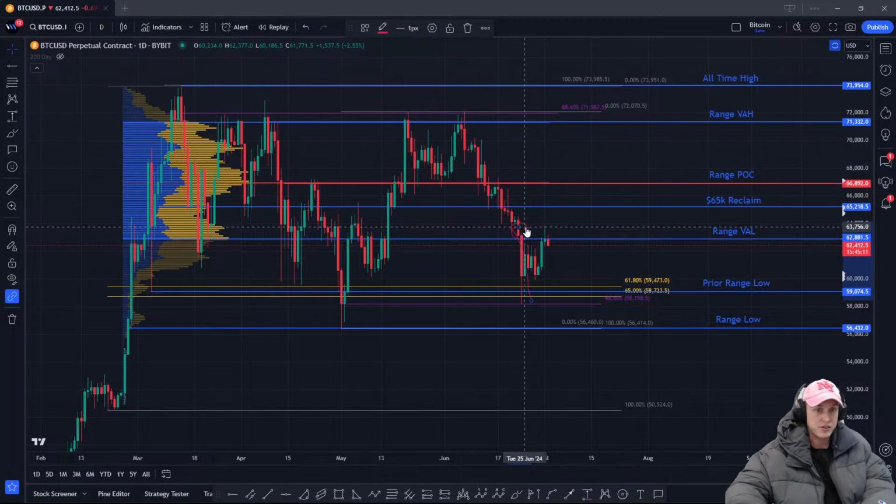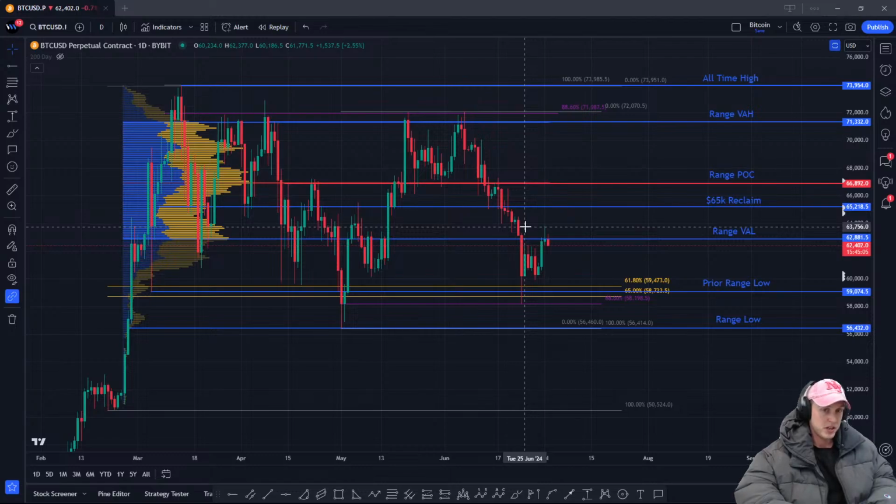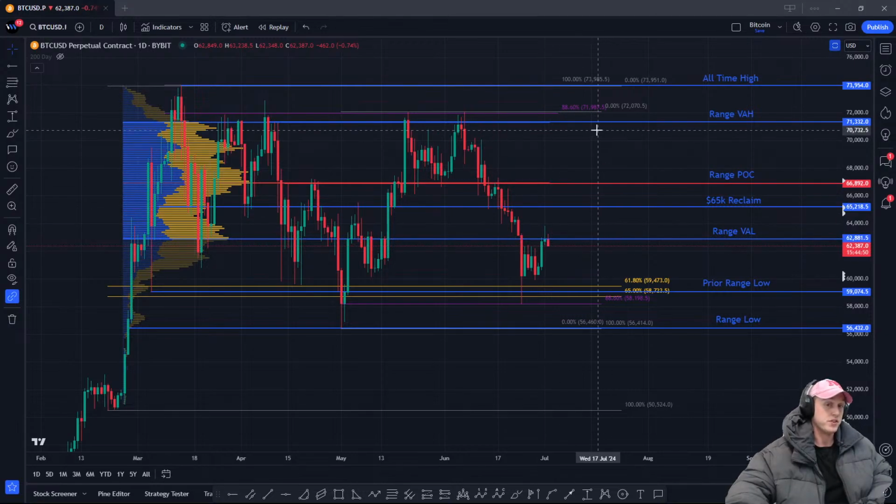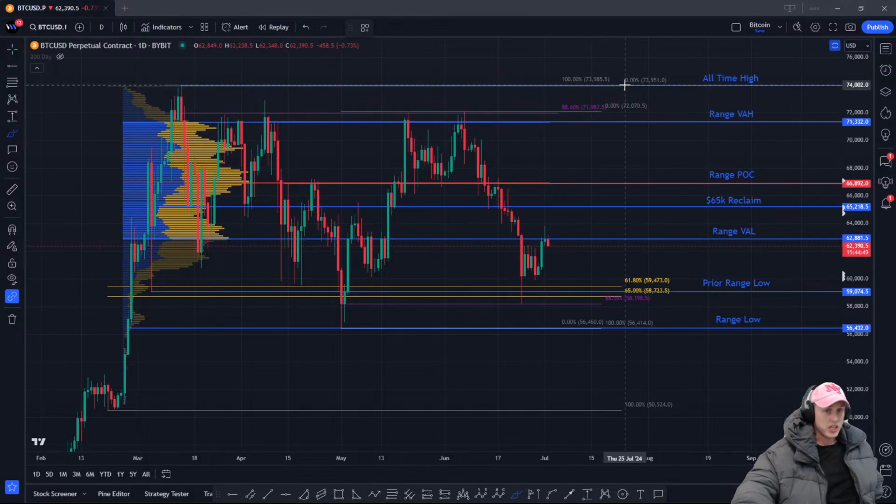Could be a rejection. As I've said, I'm kind of low time frame neutral at the moment. Lower wouldn't surprise me. Higher wouldn't surprise me. I think it's a bit of a guessing game right now, but you can definitely take notice of how clean this rejection is. We've obviously opened the daily candle right on the range VAL after wicking through in another short squeeze, and then we've come under and we've rejected. We've tried to reclaim it today and we've rejected it again. So I'll be watching this.